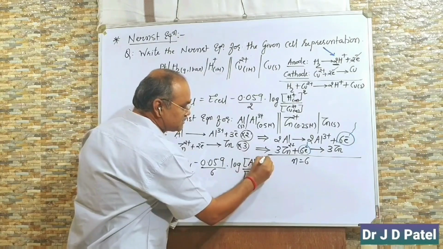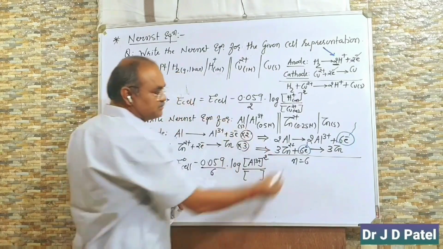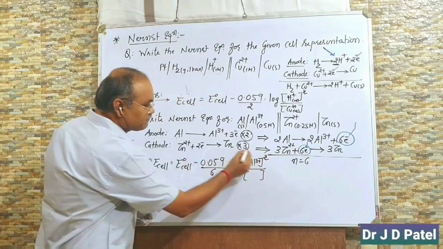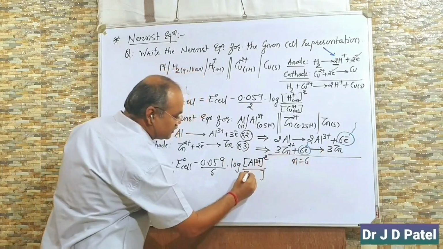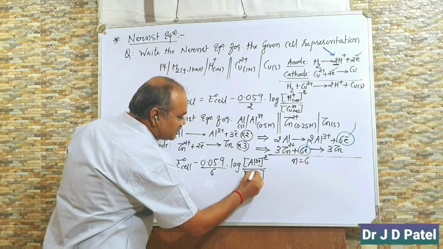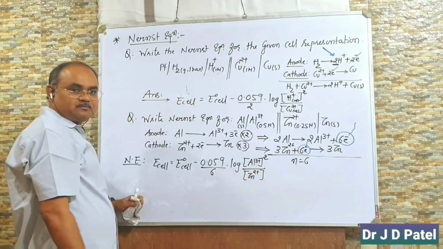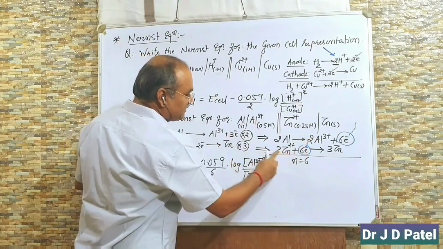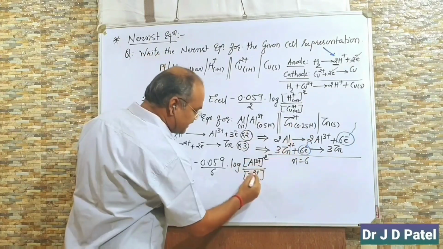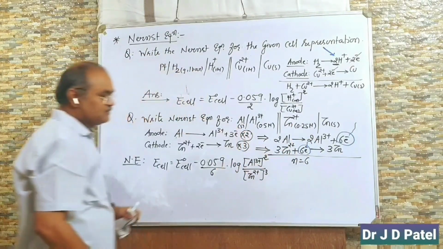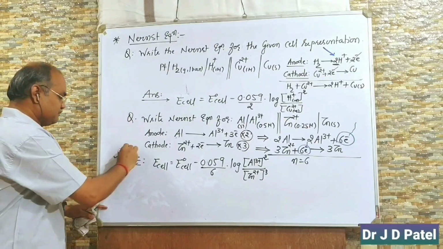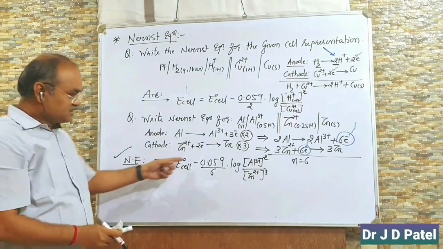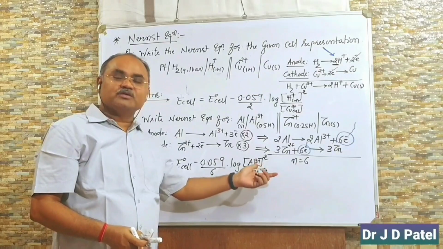And here the ion at cathode, Zn2+. Concentration of the ion at anode is Al3+, but it is 2 times. At cathode it is Zn2+, but it is 3 times. So here you have to write cubed. This is your answer. So this type of examples are not given in textbooks, so students are being confused. They have only given the concept. You can take a screenshot.